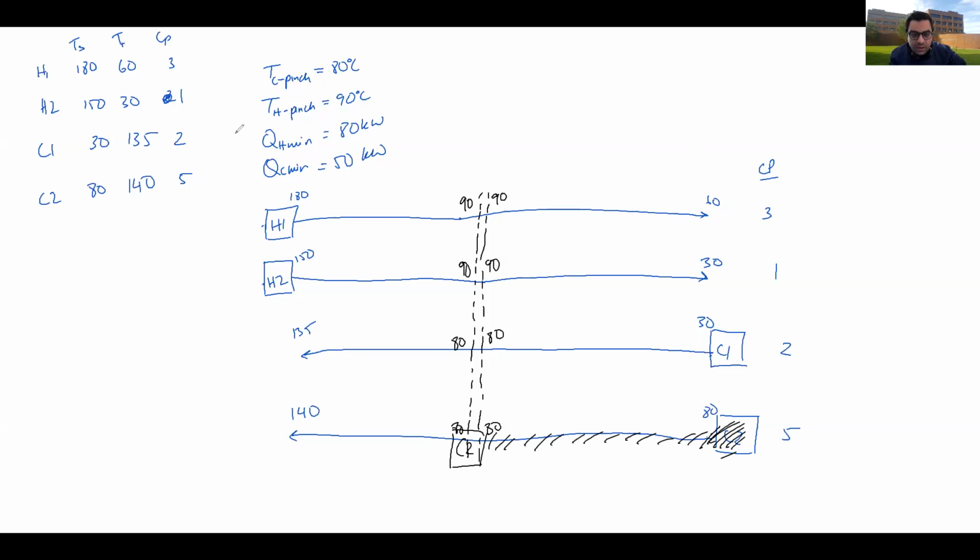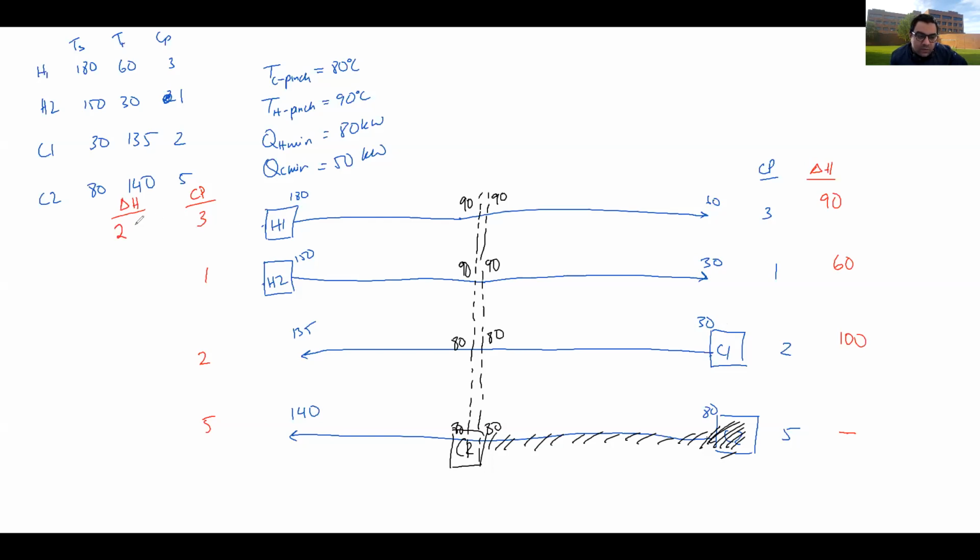So again, I have CPs. Let me write my CPs here on this side as well, just to avoid looking. I have 3, I have 1, I have 2, I have 5. And I also like to calculate the delta H's above and below the pinch. So on this side, 90 minus 60 is 30 multiplied by 3 is 90. 90 minus 30 is 60 multiplied by 1, 60. 80 minus 30 is 50 multiplied by 2 is 100. And there's nothing here.